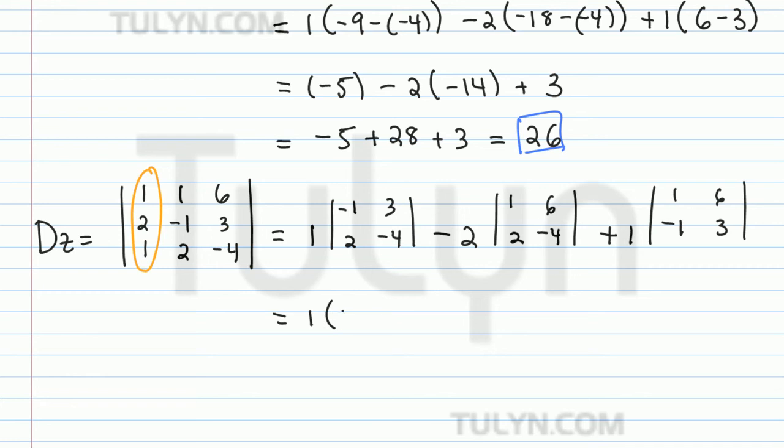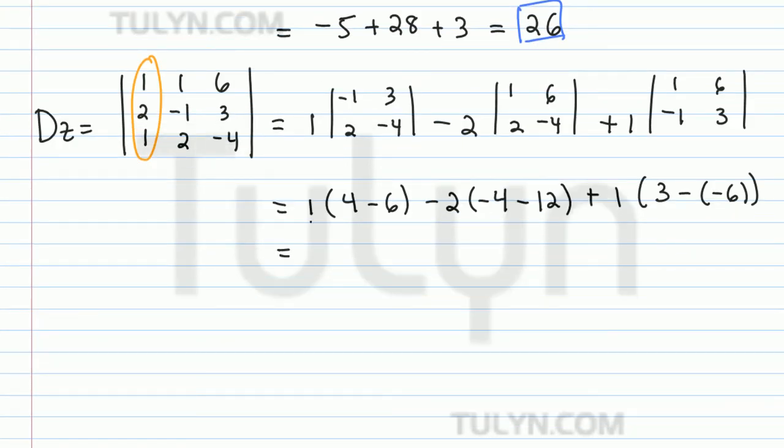This becomes 1 times 4 minus 6, minus 2 times negative 4 minus 12, and then finally 1 times 3 minus negative 6. So 4 minus 6 is negative 2 times 1 is negative 2. Then we have minus 2 times negative 4 minus 12, which is negative 16. And then finally we have 3 minus negative 6, that's 9. And times 1 is just 9.